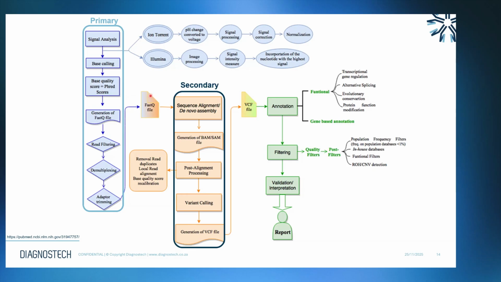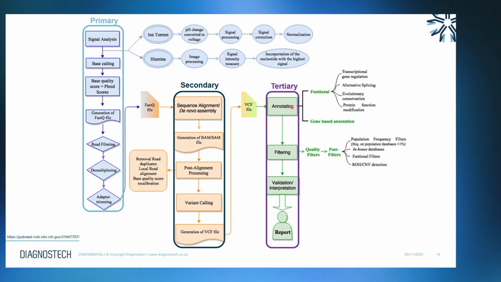The FASTQ file is then inputted into a secondary analysis pipeline. And this is really where we do the alignment to get the BAM file. We then can do some post-alignment processing, call variants, and generate a VCF file. The VCF file is then used as input into our tertiary analysis pipeline.